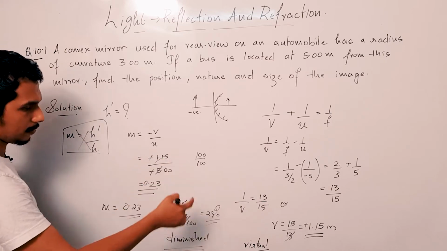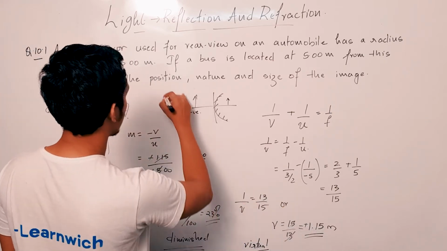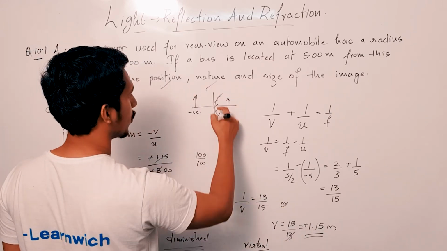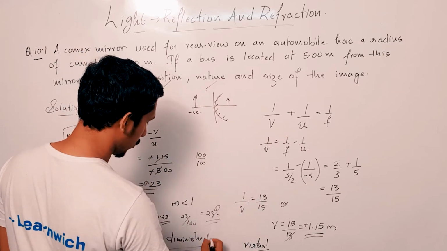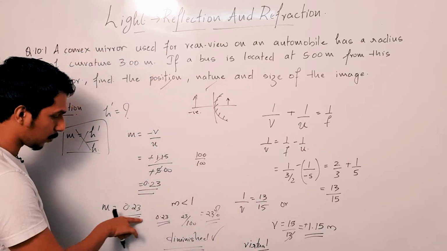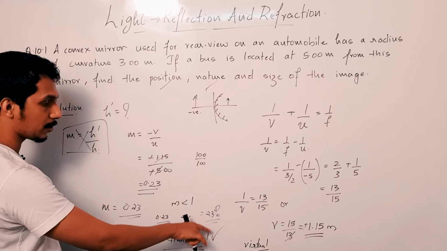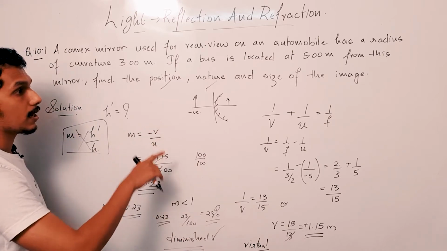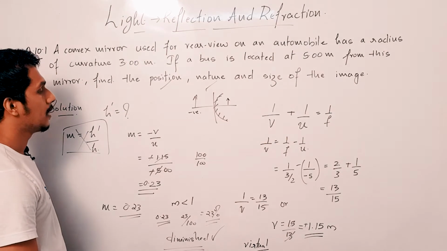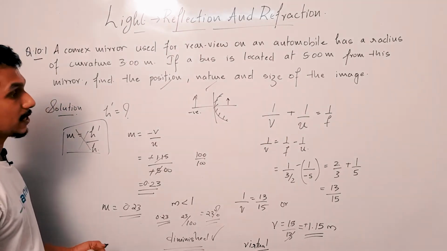So all things are with you right now. You have the position, you have the nature, it is virtual, and the size of the image is diminished, or you can say it is only 0.23 or 23% of the object size. So let's move on to the next question.